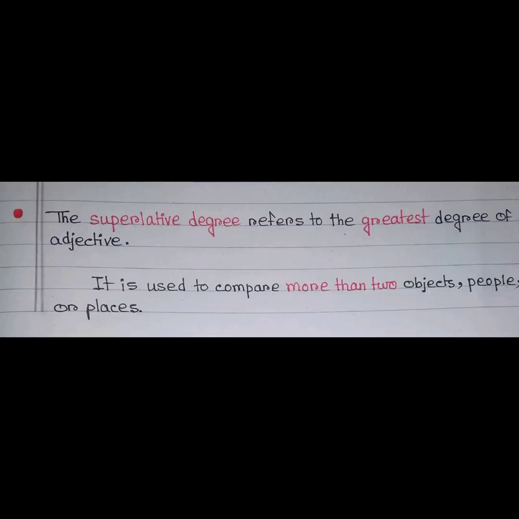Now we will know what is superlative degree. The superlative degree refers to the greatest degree of adjective. It is used to compare more than two objects, people or places. More than 2 means it can be 3, it can be 4, 5, 6, 100, more than 2. When we compare more than 2 objects, people or places, then it will be superlative degree. Now I will give you some examples of superlative degrees.